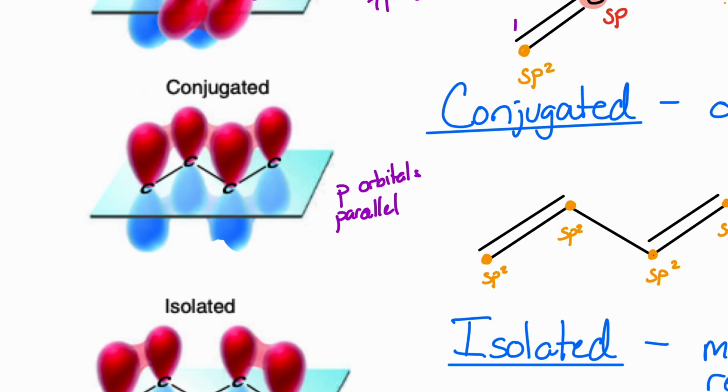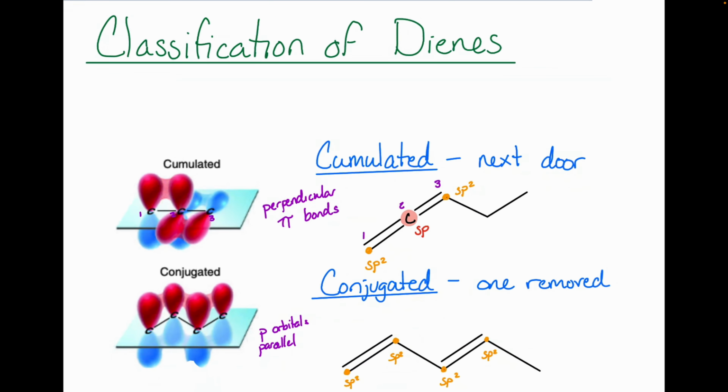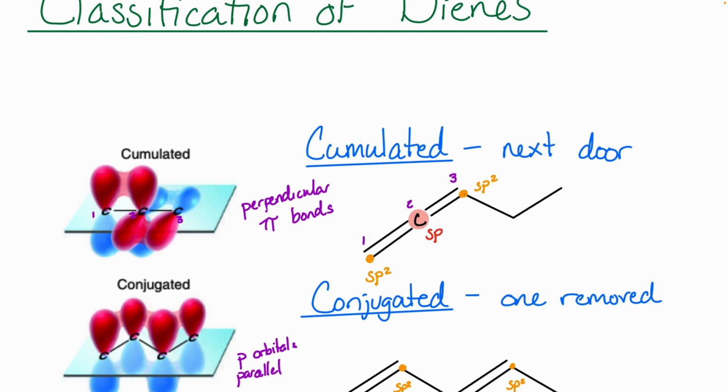When we have all these p orbitals all in a row here, we're not going to have one set of pi bonds and another one that don't talk to each other. We're instead going to have all of our electrons delocalize across all of those positions. Cool. All right, so now we're going to talk about stability of our dienes.